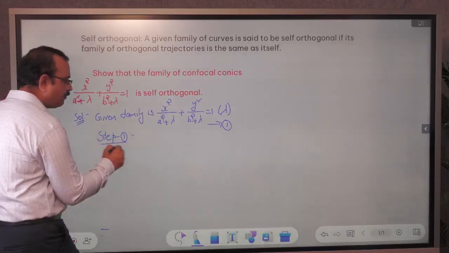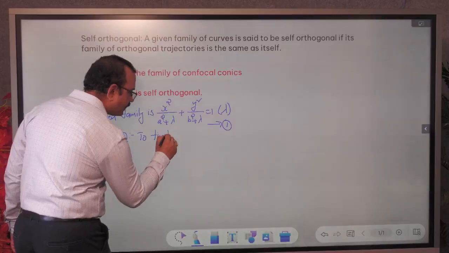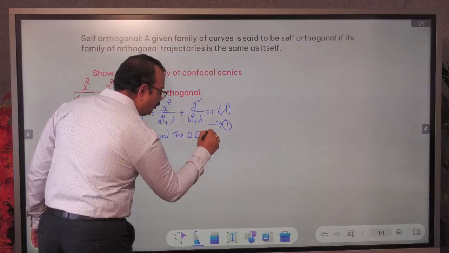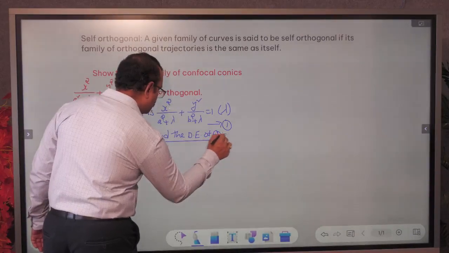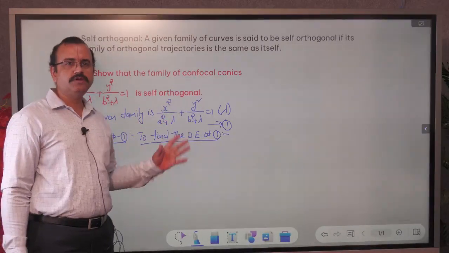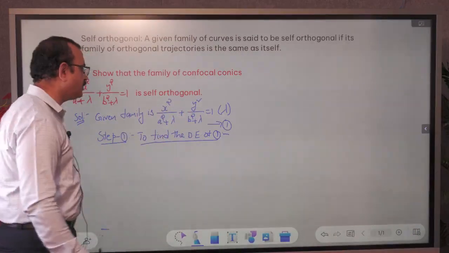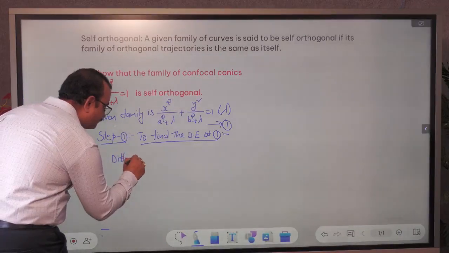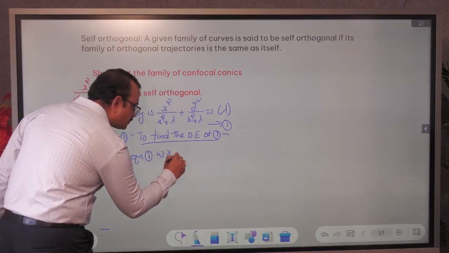As we have discussed earlier, we will solve this in different steps. Step 1: we have to form the differential equation of the given family, that is, of equation 1. As we have only one arbitrary constant, we have to differentiate equation 1 to eliminate that arbitrary constant lambda.